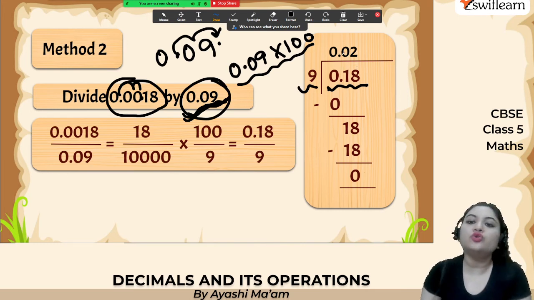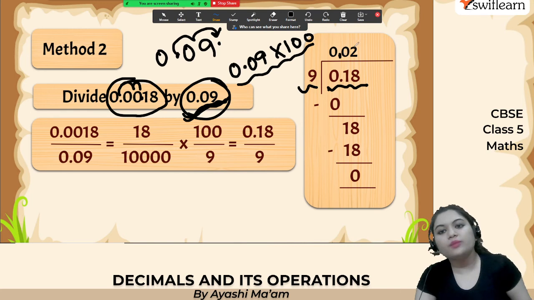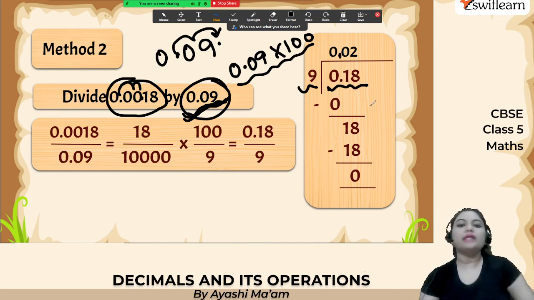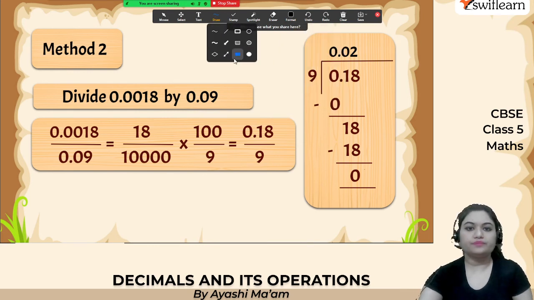Now you know how to do the division, right? So simply do your division. This is the whole number part. Put the decimal part and you will be done with it. Have you understood this one? Simply listen to me.